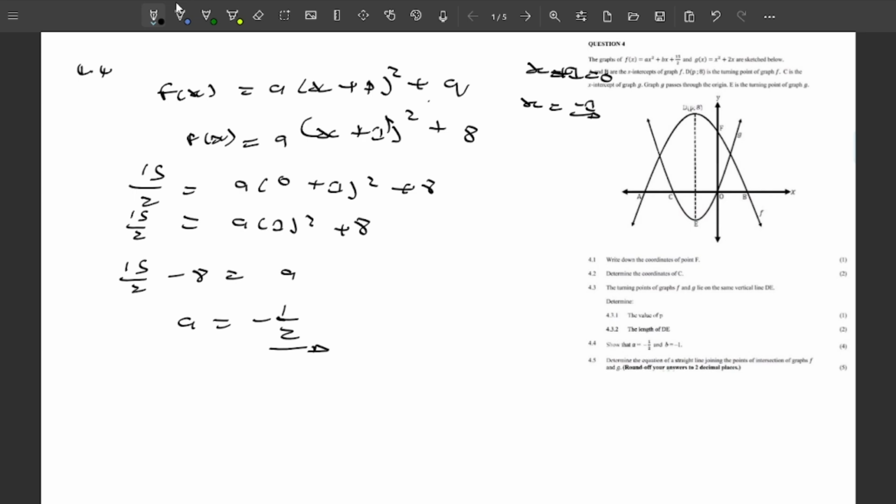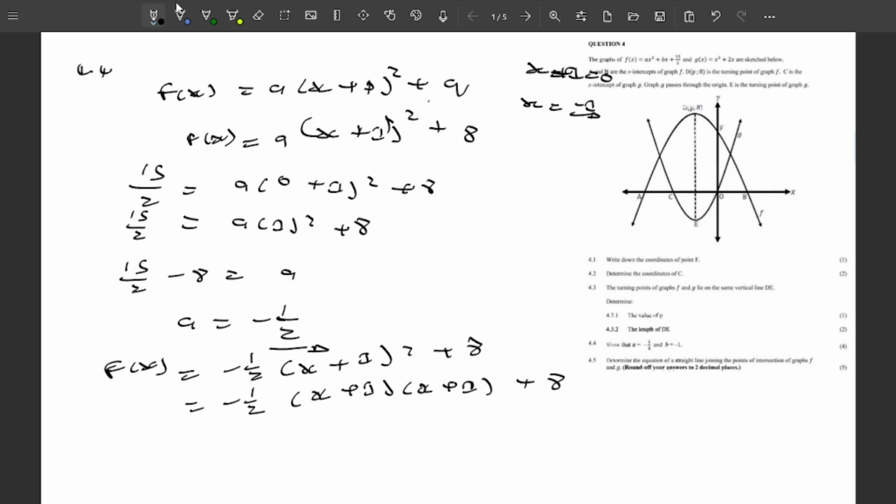Since we have found the value of a, we can now expand this. We're going to say f(x) = -1/2 (x + 1)² + 8. Now how can we find the value of b? Let's expand this whole thing. I'm going to say -1/2 (x + 1)(x + 1) + 8. Now if you expand this, you should get -1/2 (x² + 2x + 1), right?